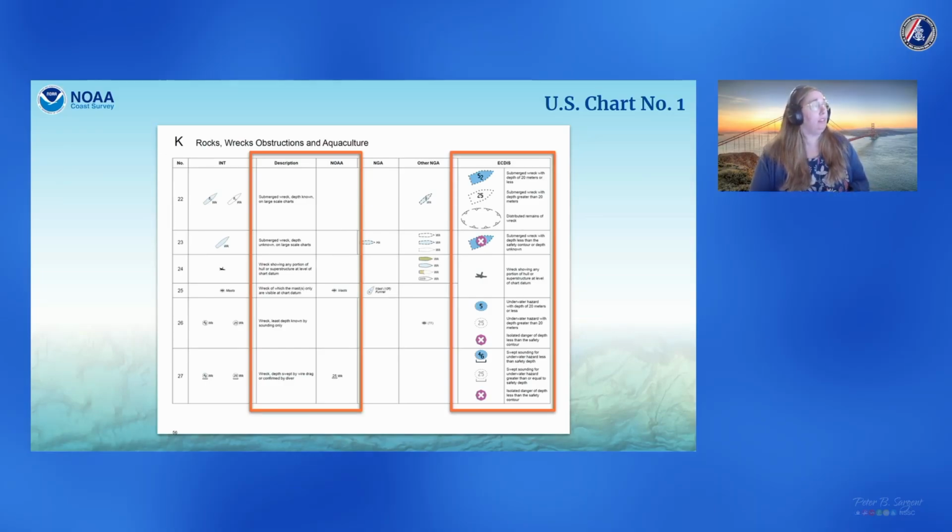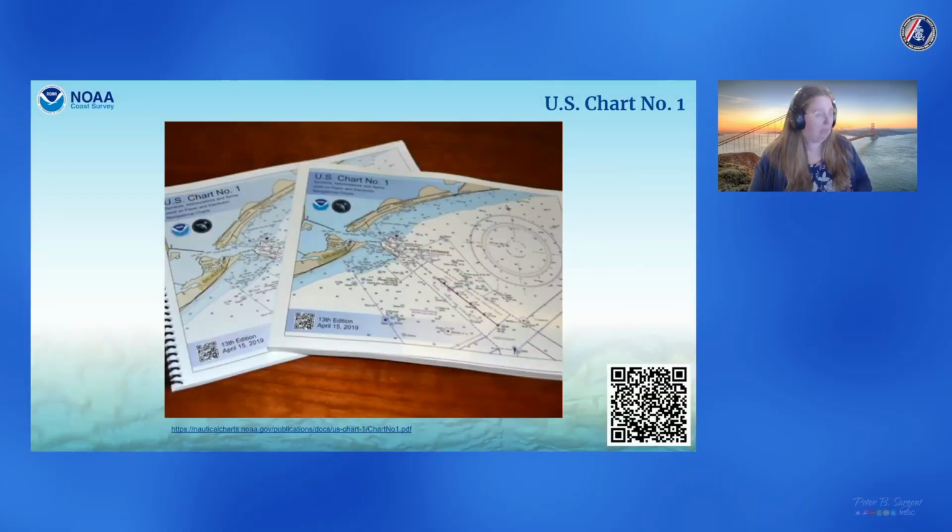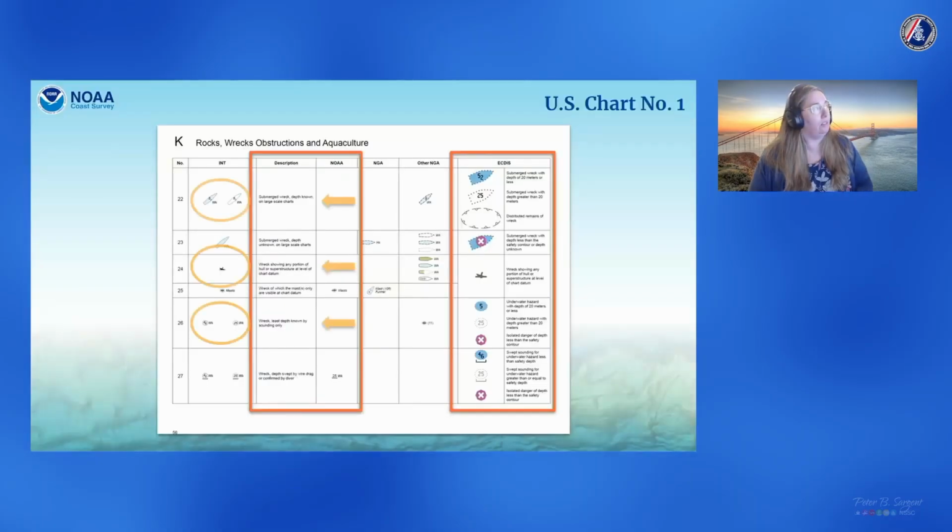So typically when you're looking for a symbol for a paper chart or an electronic chart, you're going to start in the NOAA column, and then you have the ECDIS column at the end. However, you notice there are some rows that are blank, and that means that NOAA uses the INT symbol. So that's why the symbol is blank, because we copy what INT has.